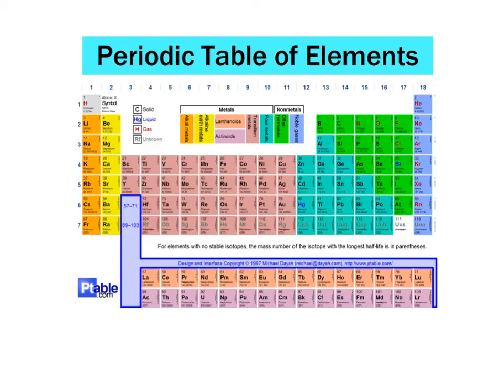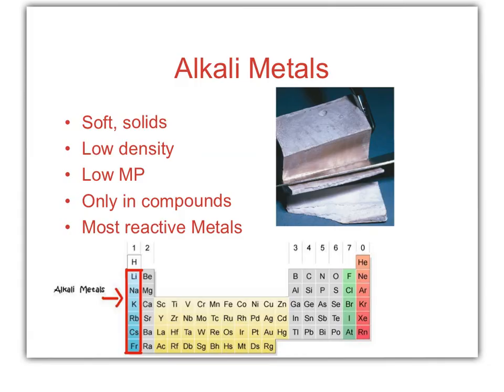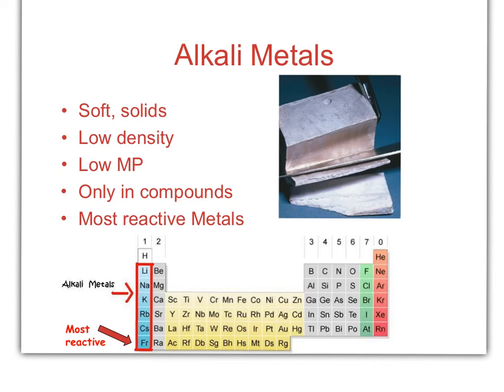Groups. Right, so alkali metals tend to be soft. You can cut them with a butter knife. They are low in density and low in melting point compared to other metals, okay? You only find them in compounds because they are so reactive, they are going to react with other stuff around them. They are the most reactive group of metals, more so than the groups next to them or the transition metals. So the most reactive is down here at the very bottom.